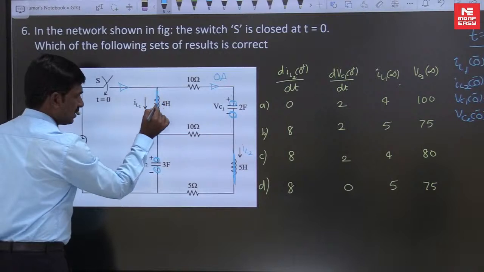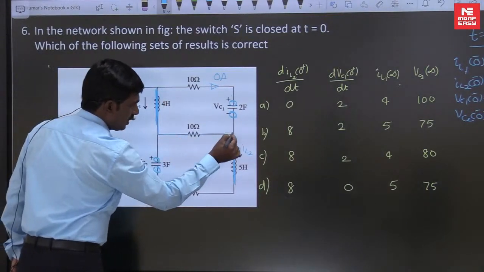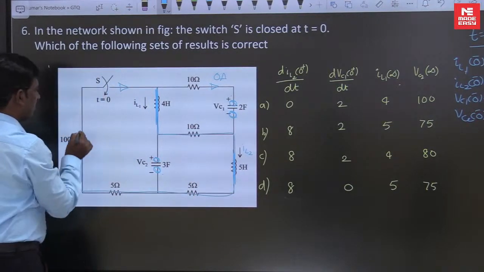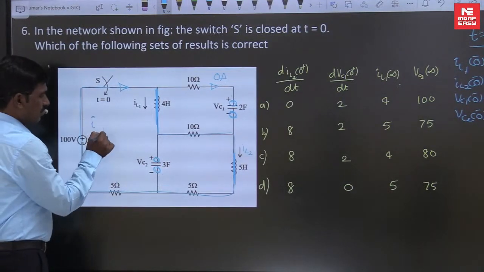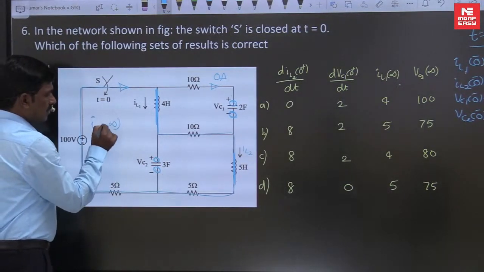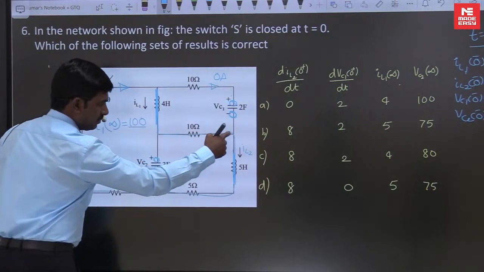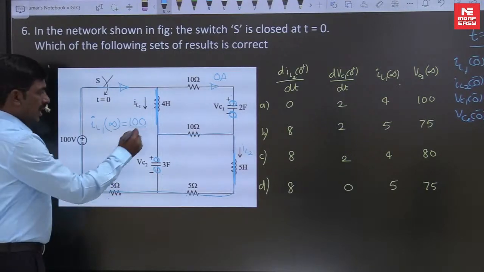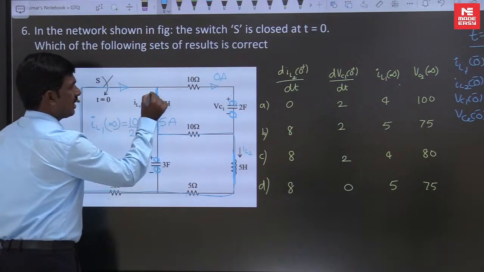The current is flowing in this inductor. Here 10 ohms, and the inductor is short circuited. 5 ohms and 5 ohms. This is the current path. So IL1 of infinity is equal to 100 upon 10 plus 5 plus 5, that is 100 by 20, which is equal to 5 amperes. This current is 5 amperes.